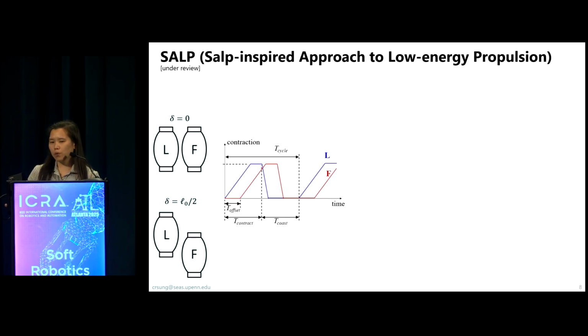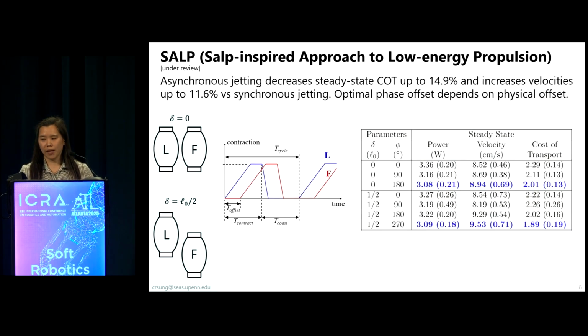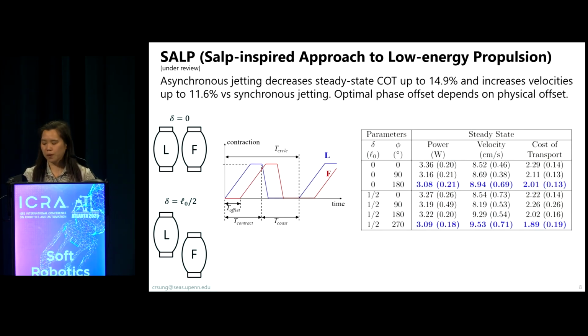And what we find is that when we run this system and we measure the performance of the system, actually, depending on what the physical offset is, this is either when they're aligned or when they're a half body length apart, and what their control offset is, this is the difference in phase between the jetting behavior, we see different amounts of power consumption, different steady state velocities, and different cost of transport. In particular, for each physical offset, there is a particular control policy that gives you the lowest cost of transport and the highest velocity. And so where does this difference in performance come from?